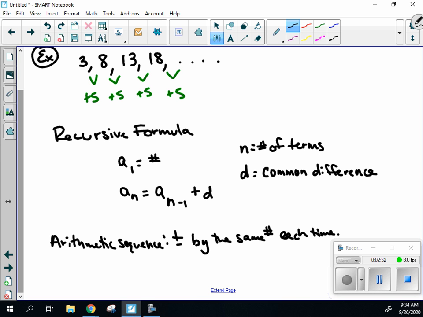So the nice thing with the recursive formula is it's a pattern. You can just set it up on your calculator or in your head to think, okay, I'm adding the same number each time. The problem is you have to have the previous term in order to figure that out.